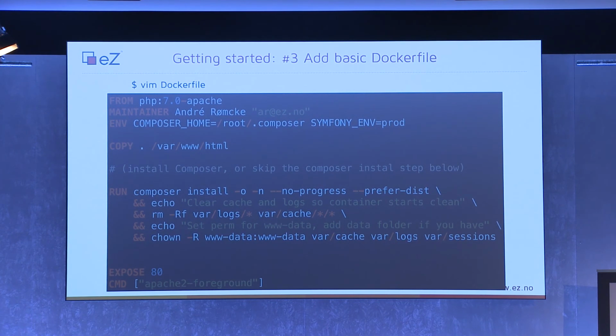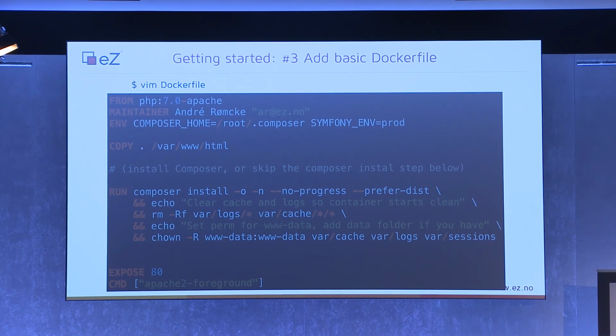The second file, the Dockerfile, is maybe the more complex file. This is just an example, and I omitted a small section here to make it fit on the screen. In this case, we're pulling in the default PHP image from the official image on Docker Hub, the one with Apache to make it as simple as possible, because then we don't need to deal with virtual host settings and stuff like that.